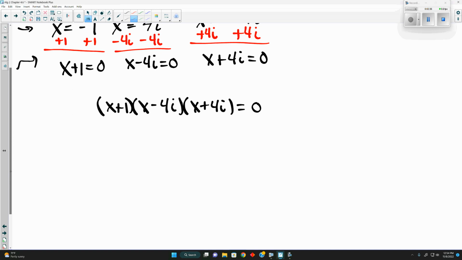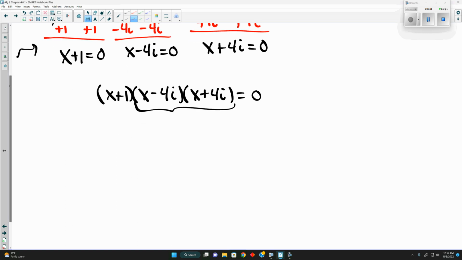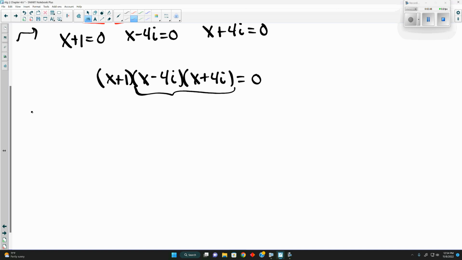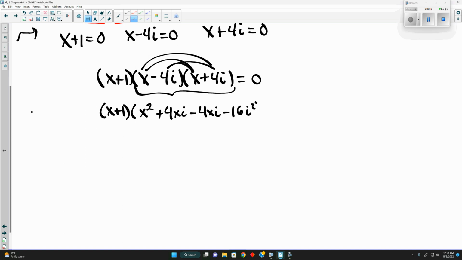Whenever we multiply them together, we always want to multiply the conjugates together first. So here, x minus 4i and x plus 4i. We'll want to multiply those together first, and then we'll multiply their product with x plus 1. Now we do this multiplication, we'll distribute. So we'll still have x plus 1, but x times x is going to be x squared. x times 4i is going to be plus 4xi. Then negative 4i times x, which is going to be negative 4xi. And lastly, negative 4i times 4i is going to be negative 16i squared.